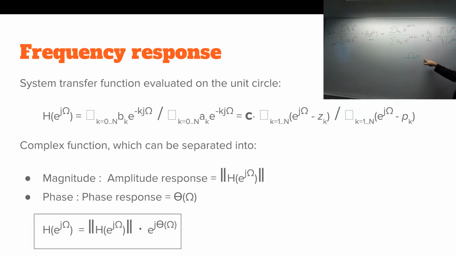So exact value of the omega. There's a formula how to calculate it. It's the amplitude and the angle. So 2 pi times physical frequency over the sampling rate. Something like that. Normalized frequency.